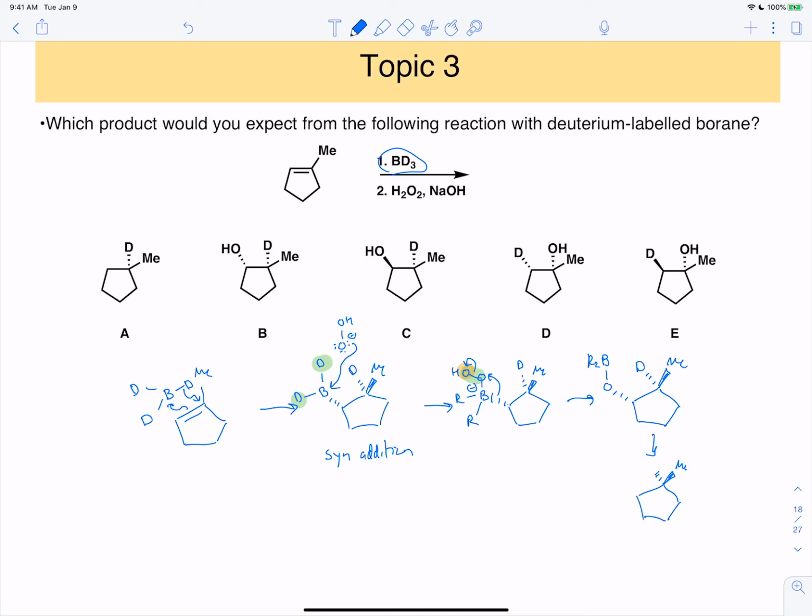The methyl is up, deuterium's down, and the oxygen is down. So now we can see this is most consistent. We have a variety of options available to us.